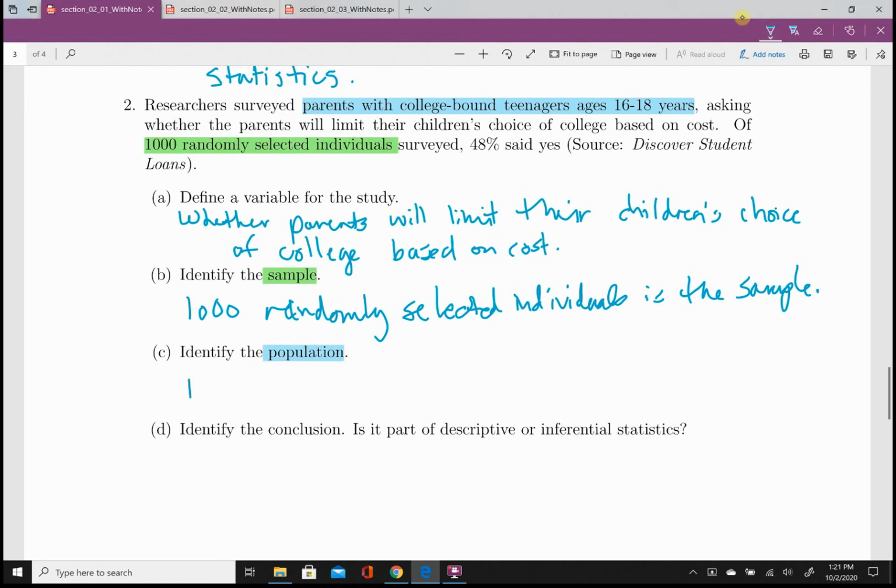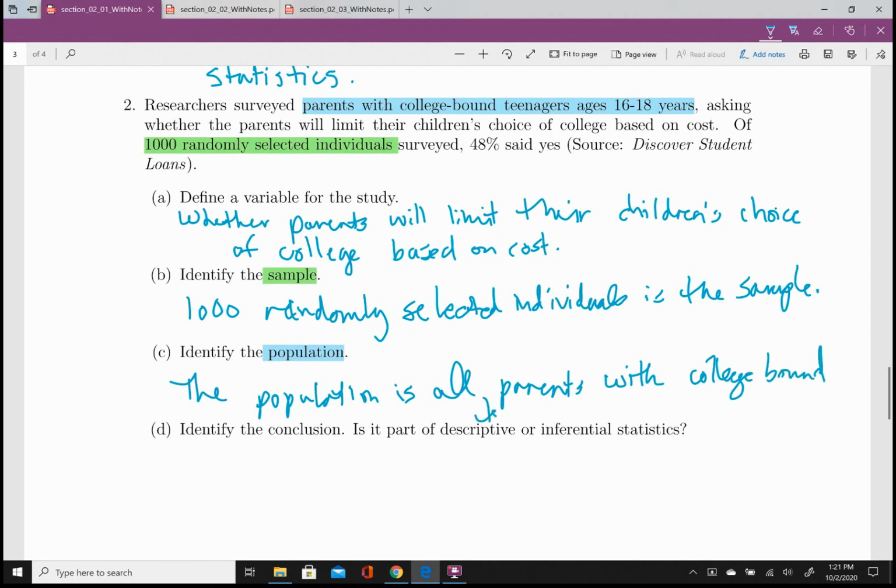Okay, the population is all parents with college-bound teenagers ages 16 to 18. Whew, quite a long description there. Identify the conclusion and determine if it's part of descriptive or inferential statistics.